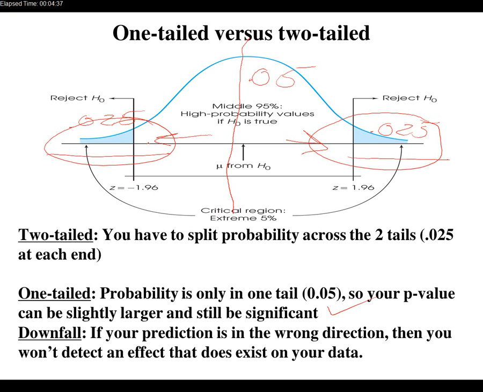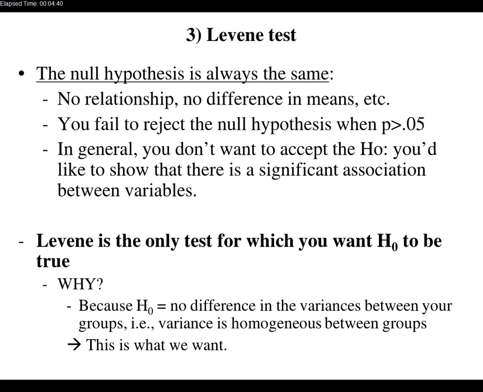Okay? So let's pop over to the next thing that gave people some heartburn, and that was Levene's test, or the Fmax test. The null hypothesis for this test is always the same, that there's no relationship or no difference in means. Okay, you fail to reject the null hypothesis when p is greater than 0.05. In general, you don't want to accept the null hypothesis. This is in general when we're dealing with regular probabilities. You'd like to show that there is a significant association between your variables.